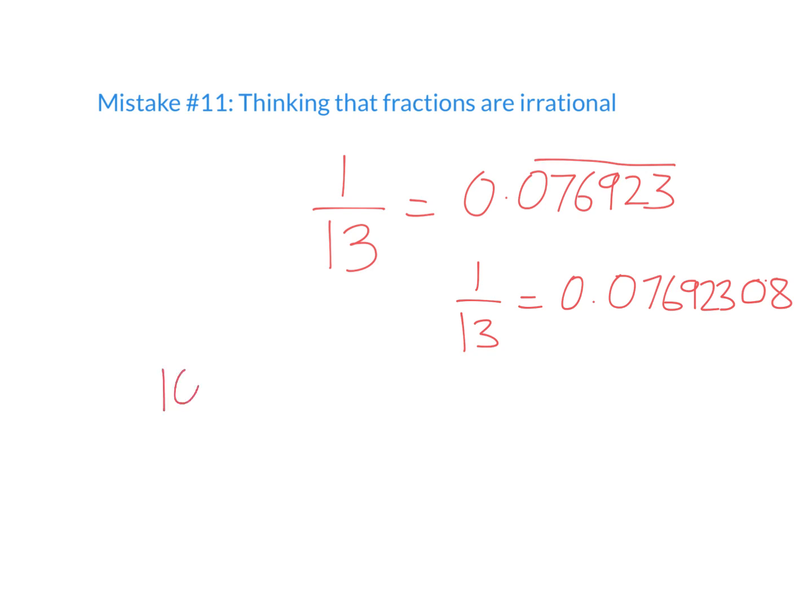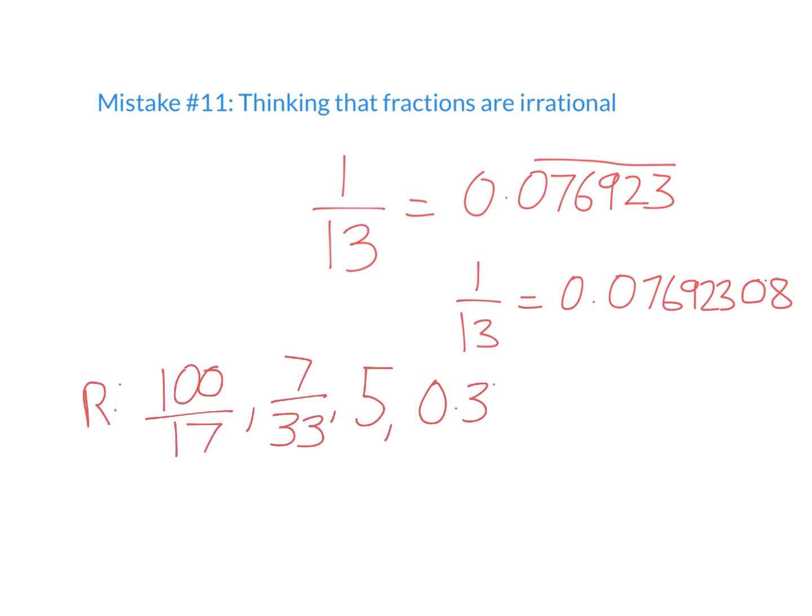Doesn't matter how complicated the fraction is. 100 over 17, heaps of digits are repeated, but it is rational. I'm going to put it in the R row for rational numbers. 7 over 33. That is rational. I don't need to check its decimal. Fractions are always rational. Whole numbers are also rational. So 5 is a rational number because it's a whole number. Terminating decimals are rational. Recurring decimals are rational. All of them are rational.